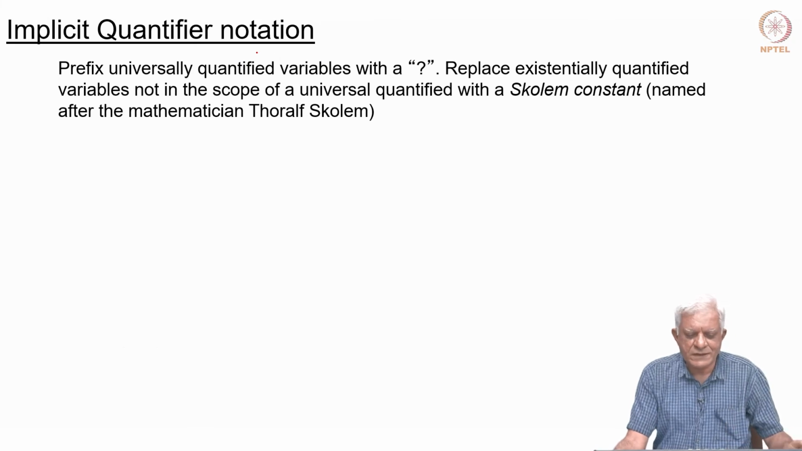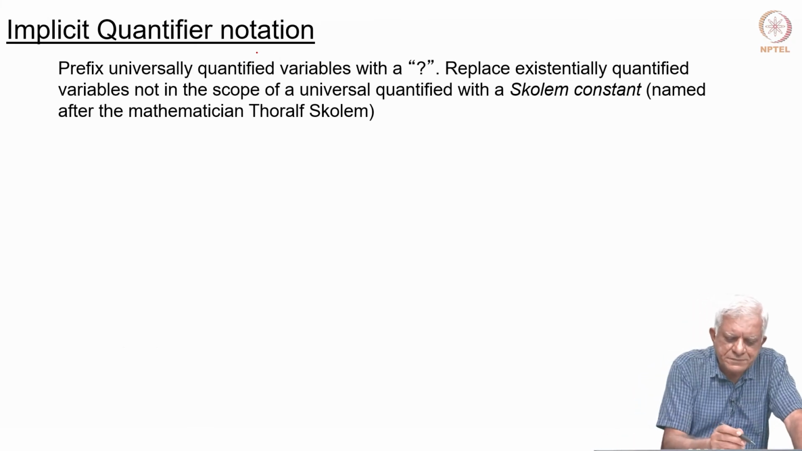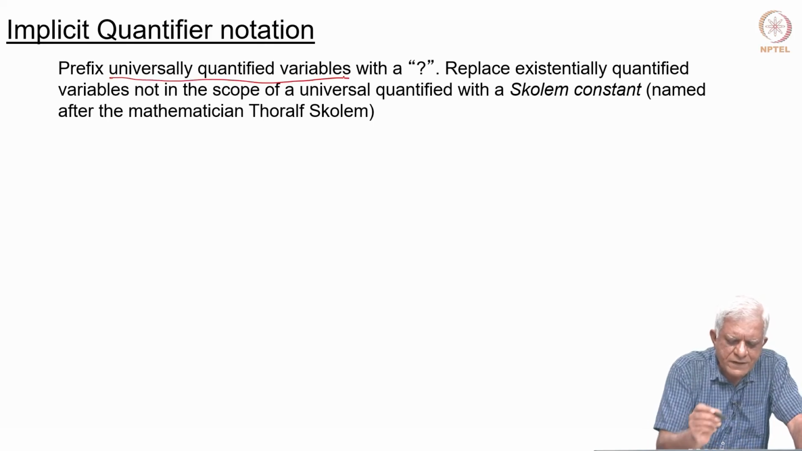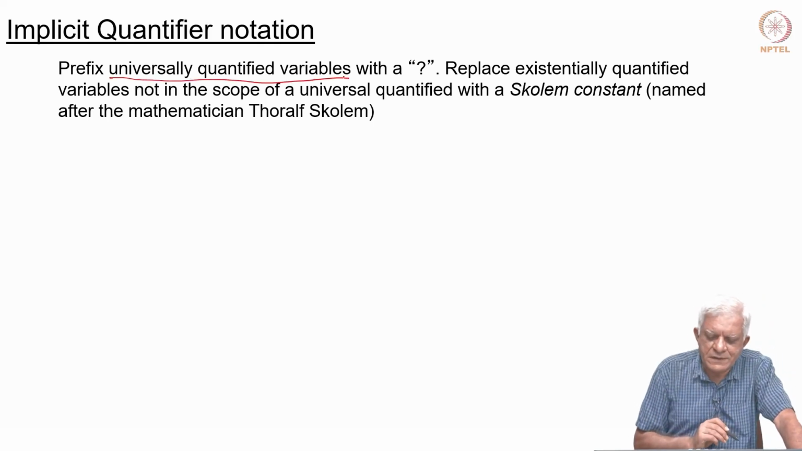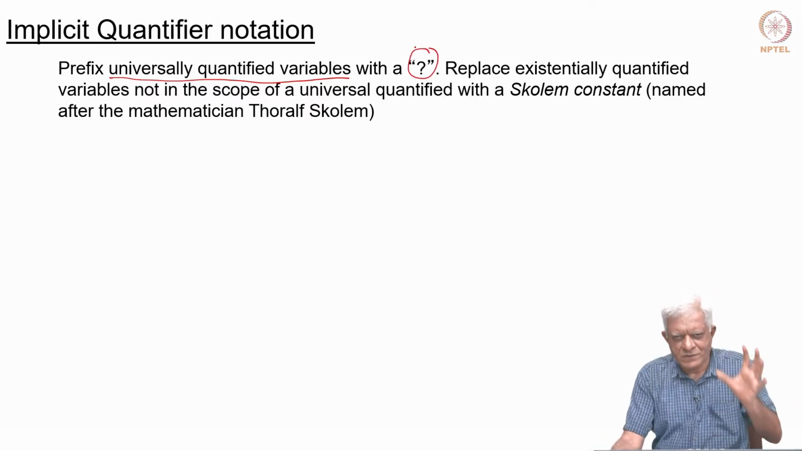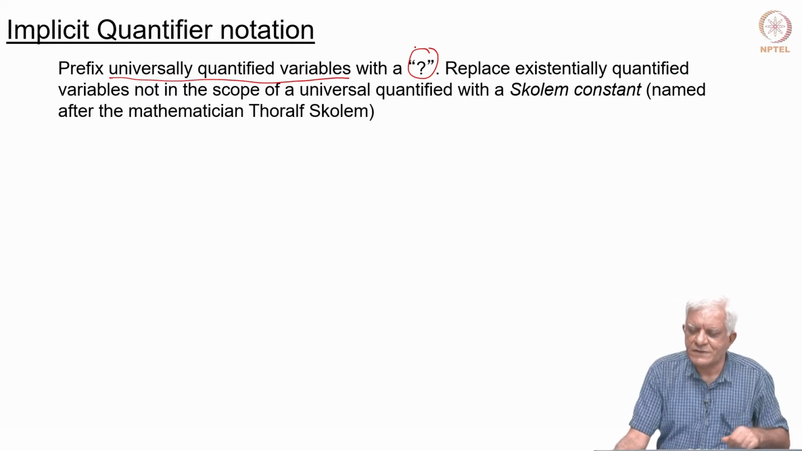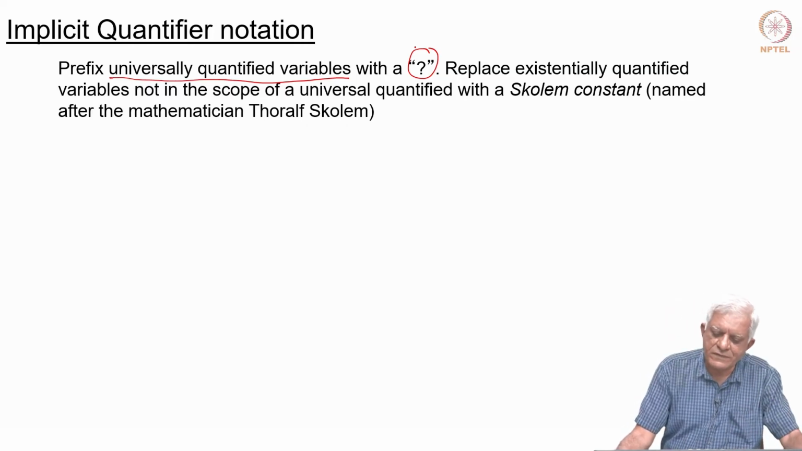Okay, and how do we do that? What we do is we take every universally quantified variable and prefix it with a question mark. So, this is just a way of marking out that these variables are universally quantified. Anything which starts with a question mark is a universally quantified variable.